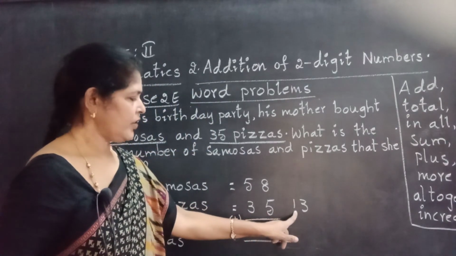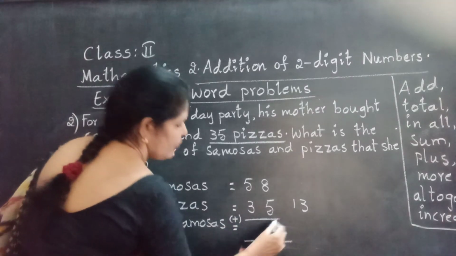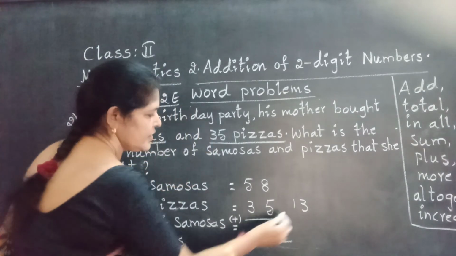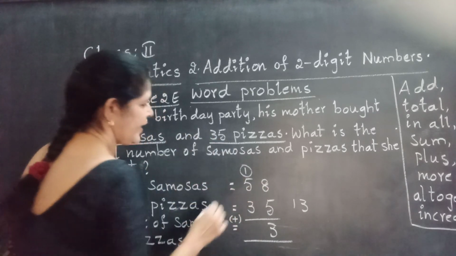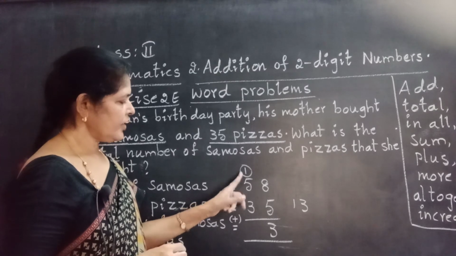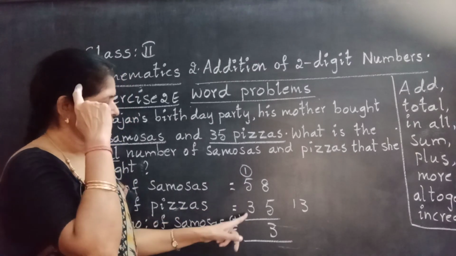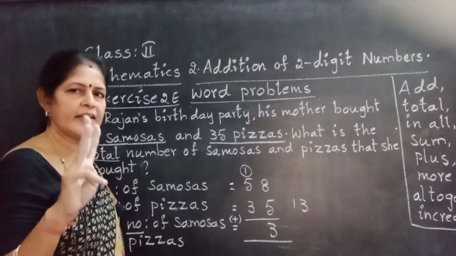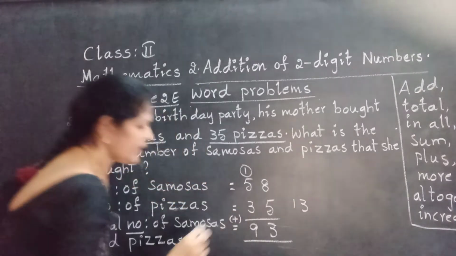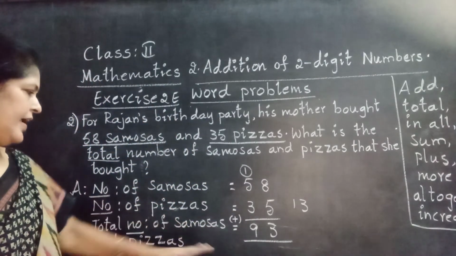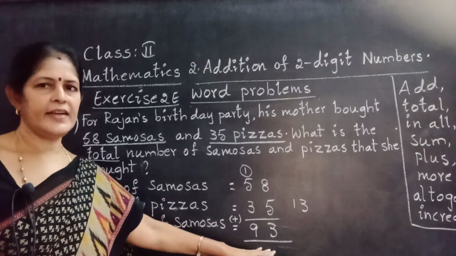Here 13 having 1 ten, 3 ones. We are going to split the number. That means ones number right in the ones place. Tens number carry forward to tens place. In the tens place, carry forward number and tens digit. 1 plus 5, 6. 6 in the mind. Take 3 fingers. 6 after, 7, 8, 9. What is the total number of food items? 93. Samosas and pizzas both together are 93.